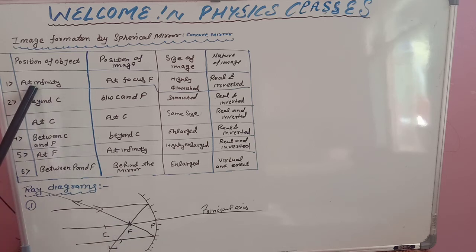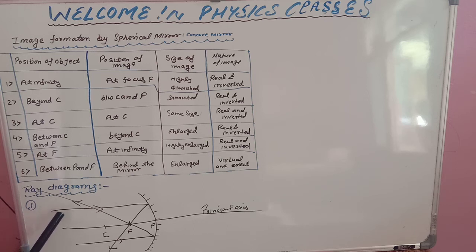So if object is at infinity, image formed is at focus. Now the things which you need to take care, arrows. If arrows you are not drawing, your ray diagram will not be accepted as correct. Okay, you need to draw these arrows. Arrows are telling the direction of the ray, that your ray is coming from here.